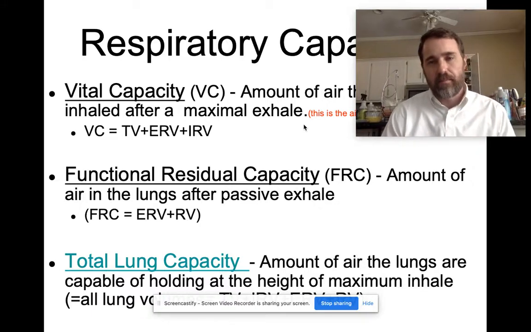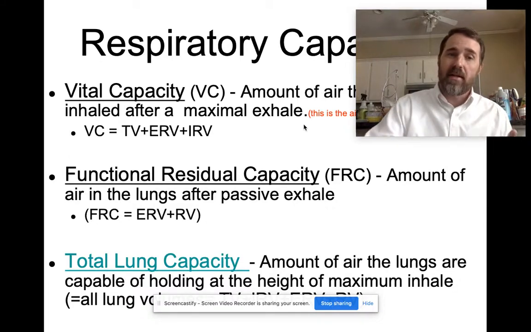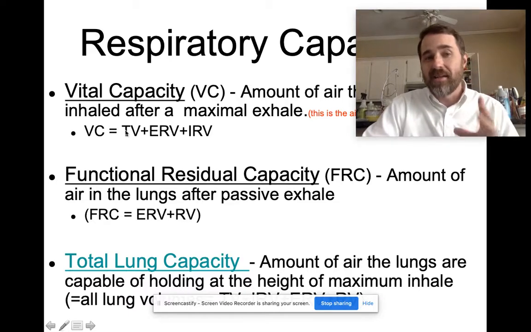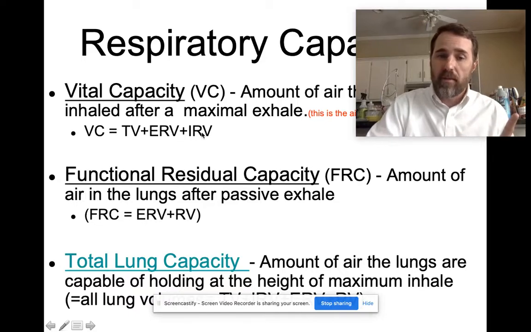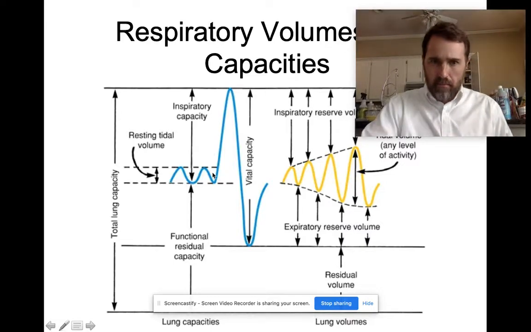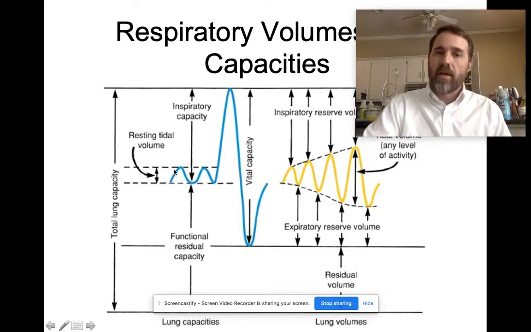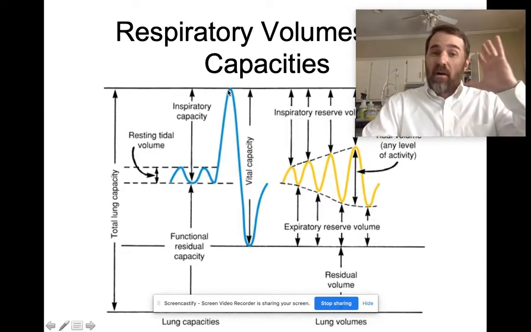Vital capacity. This is the amount of air that I can inhale after a maximal exhale. And it is your tidal volume plus your expiratory reserve volume plus your inspiratory reserve volume. So looking at it on this graph. So here's my quiet inspiration, my tidal respiration, tidal inspiration. And at this point, I'm going to pull all the air into my lungs that I can. Then I'm going to push all the air out.